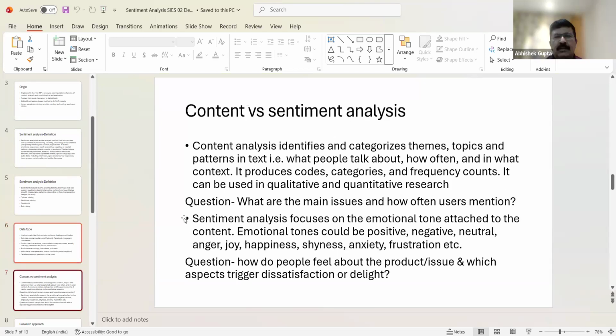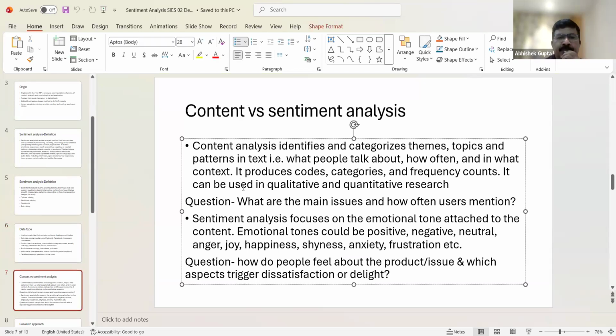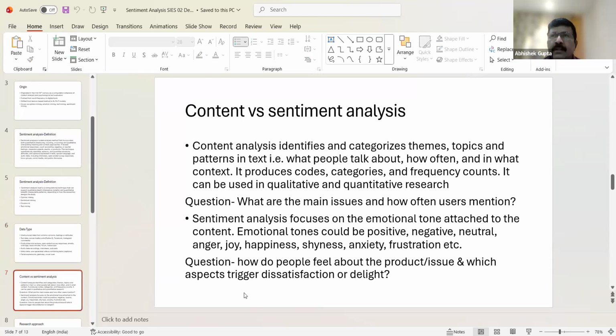Now there is a lot of discussion and a lot of misconception between content analysis and sentiment analysis. As I have said, sentiment analysis is the extension of content analysis. So we need to also understand how content analysis is different from sentiment analysis.